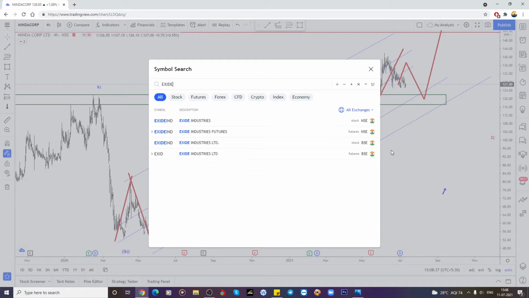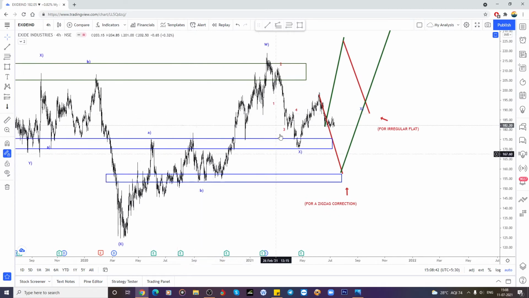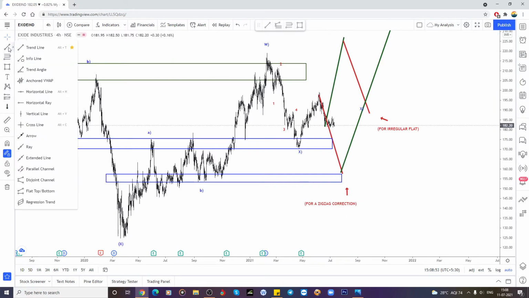The next is Exide Industries. That is also ABC completed. So here the one impulsive wave to the downside. After this I'm looking for that 3-wave structure, or if it's already completed, one more wave to the downside, or it can go like here.